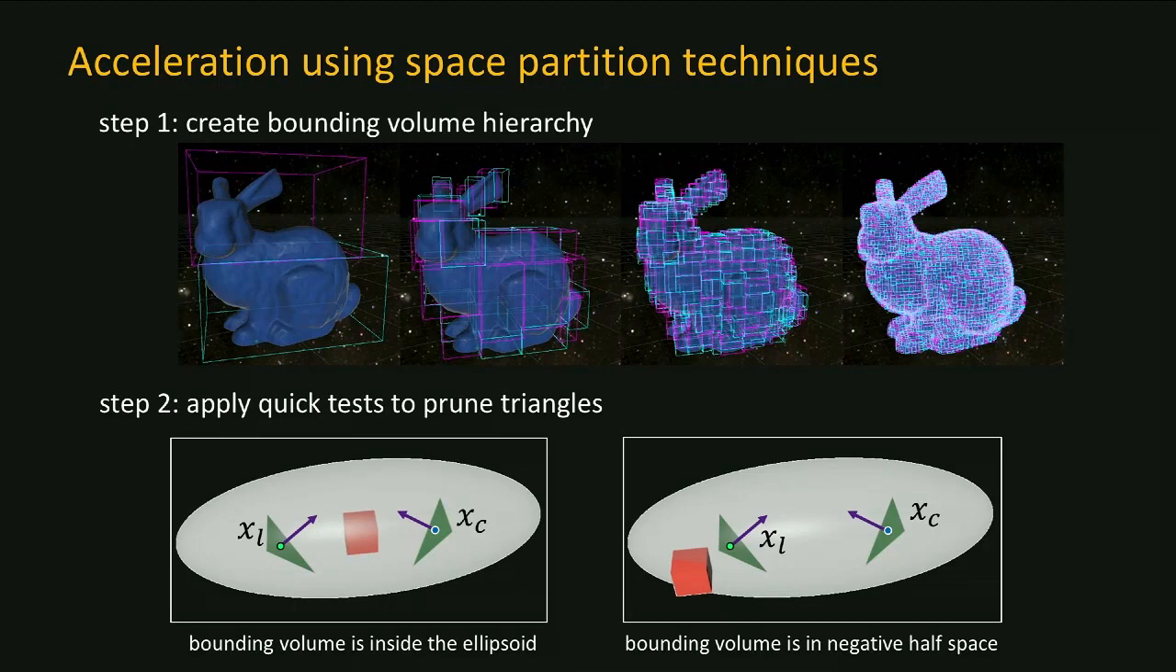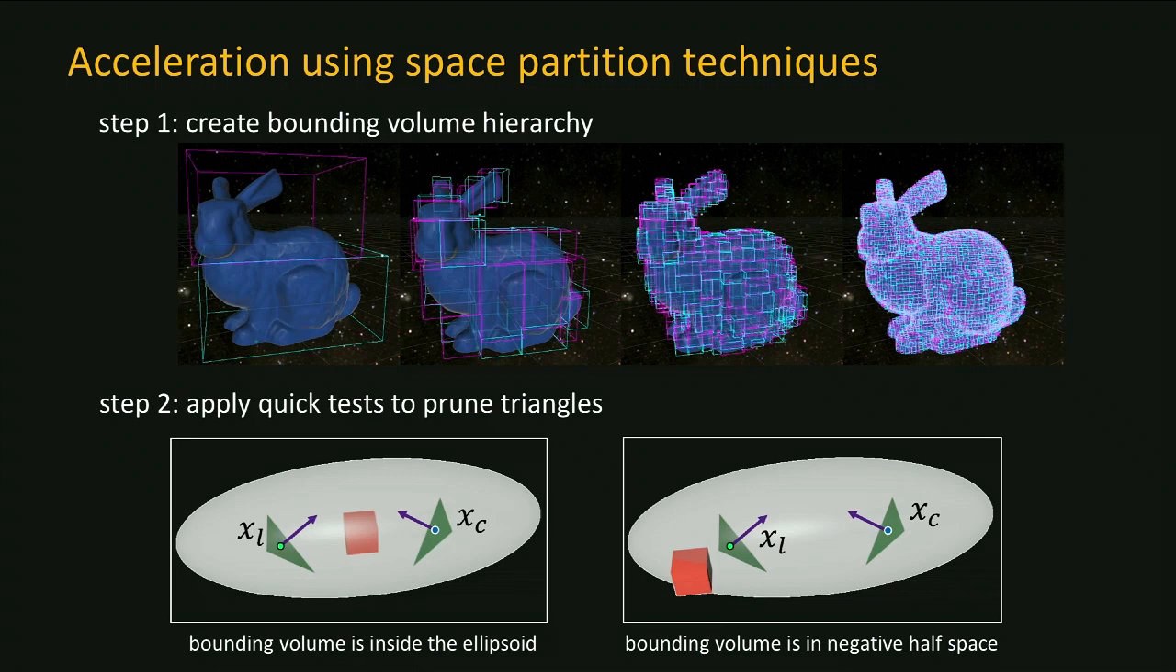In fact, as we show in the paper, a lot of space partitioning techniques that were earlier developed for accelerating ray mesh intersections can also be used to accelerate ellipsoid mesh intersections. In particular, once a bounding volume hierarchy of the scene has been computed, we have developed multiple tests to quickly reject a lot of polygons without explicitly intersecting them.